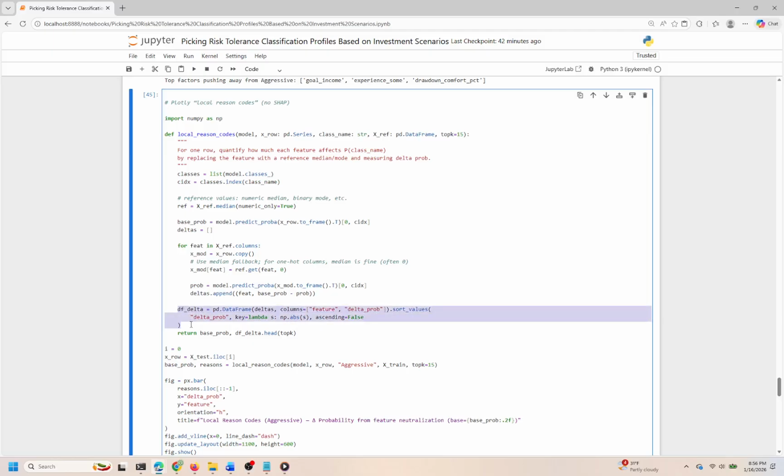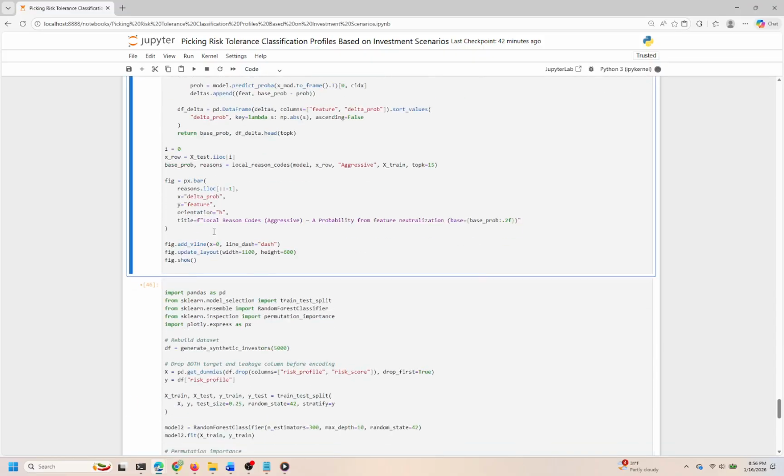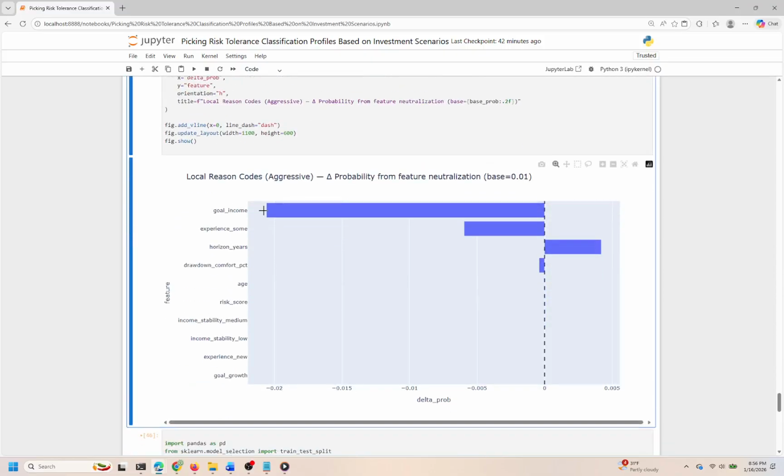In the latter part of this cell, a visualization is created using Plotly to display the top significant features and their corresponding probability changes. A horizontal bar chart is particularly useful here, as it provides a clear visual comparison of how each feature affects the prediction. The addition of a vertical line at 0 offers immediate insight into whether features are decreasing or increasing the likelihood of the class in question.